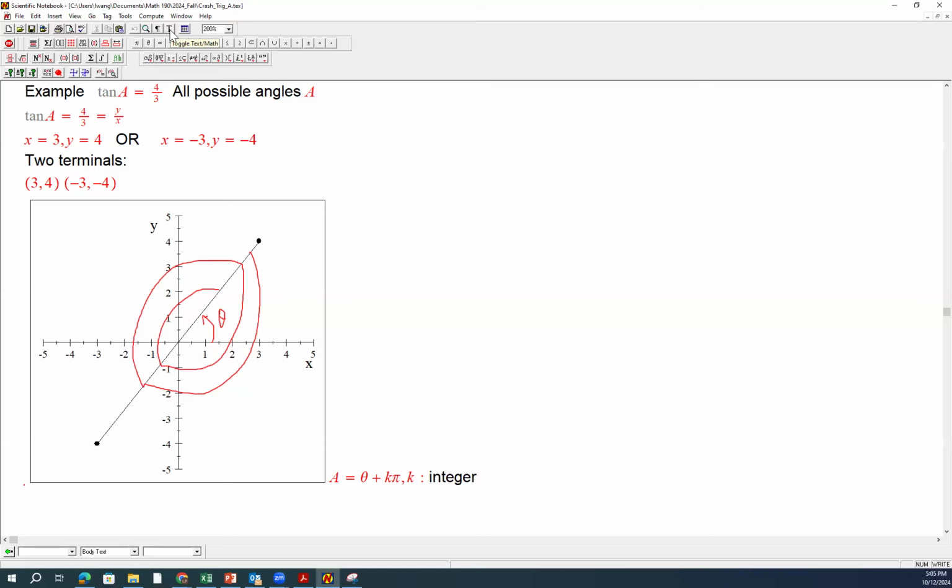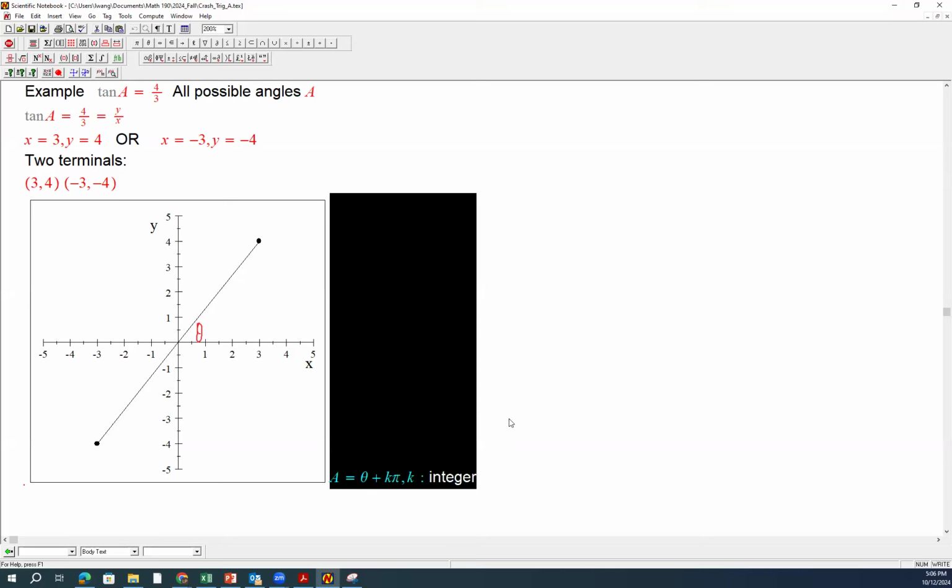Any integer, positive, negative. So you can go clockwise, counterclockwise, you will get all possible angles. So this is theta. That's why we don't need 2k pi, because to get to the other terminal, all you have to do is add a pi, add another pi, or go clockwise by pi. So now, once again, we got the solution, but how do we represent theta?